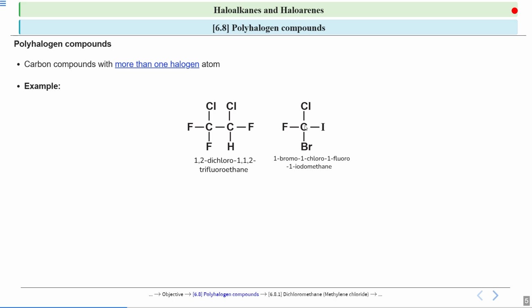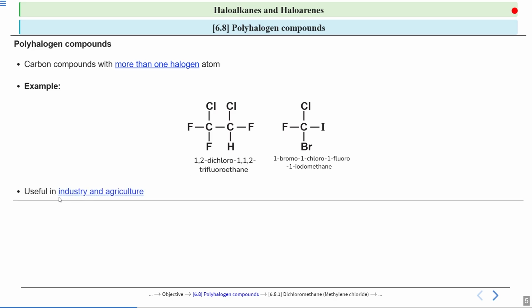Similarly, in the second structure you can see we have fluorine, iodine, chlorine, and bromine. That means we have four different halogens. Not a single halogen is present in this structure, four different halogens are present, so this structure will also come under polyhalogen compounds. These halogens are different, but we still have halogen group atoms which are more than one. We have four different halogen atoms present in a single structure, so this compound will also be called a polyhalogen compound.